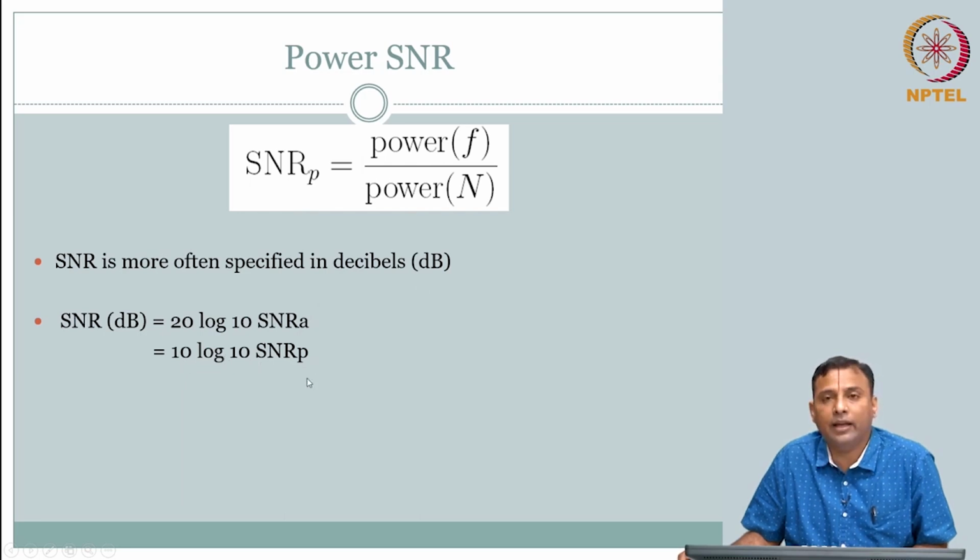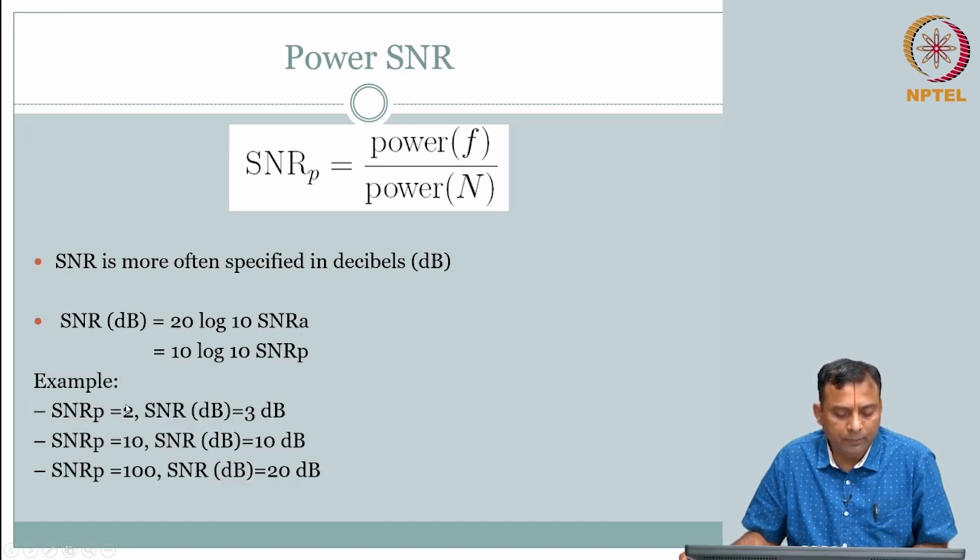So you can think about 10 log10 SNR power or 20 log SNR amplitude. Whether you are using 20 or 10 depends on whether the SNR is calculated as amplitude or as power. Depending on that, you will see the ratio being 2, 10 or 100, whereas the SNR in dBs will be 3, 10 and 20.